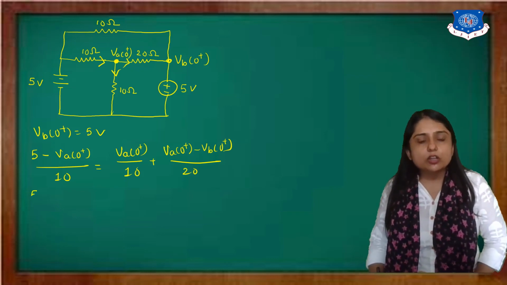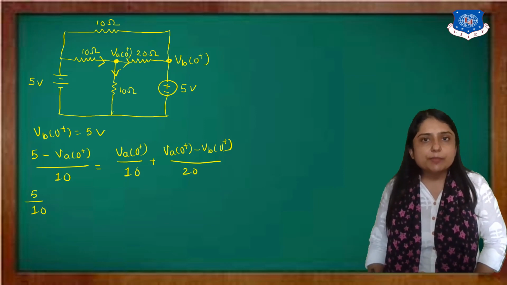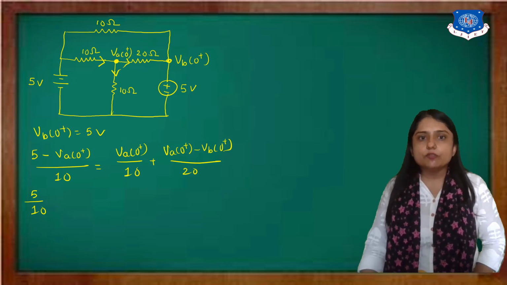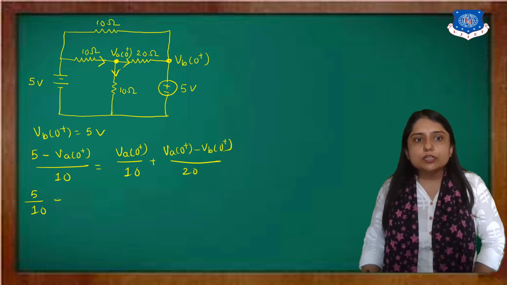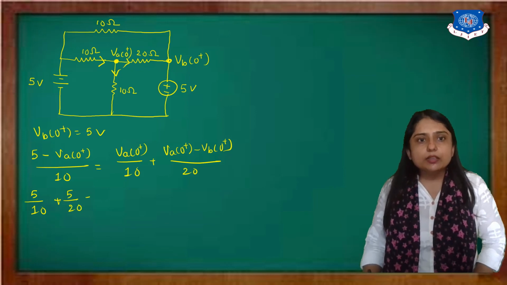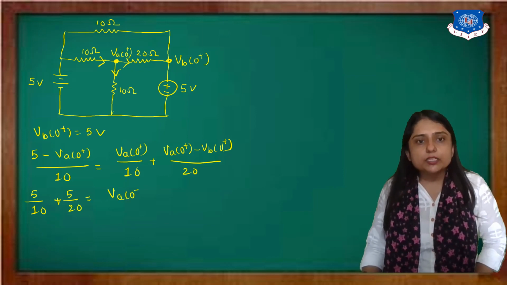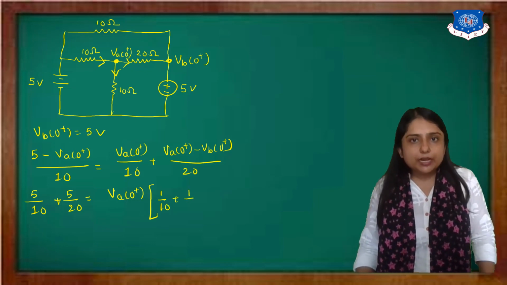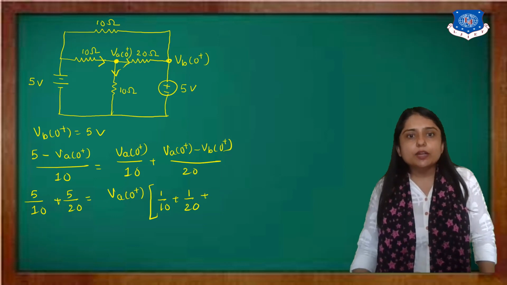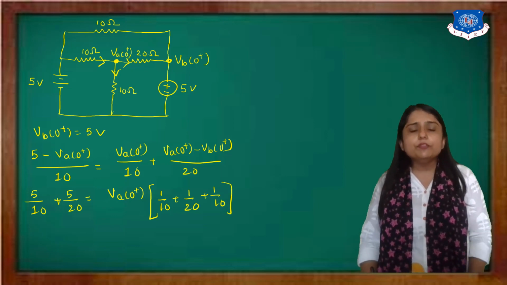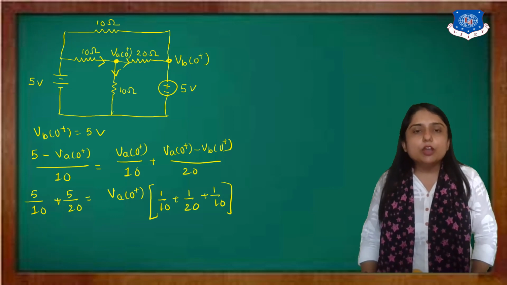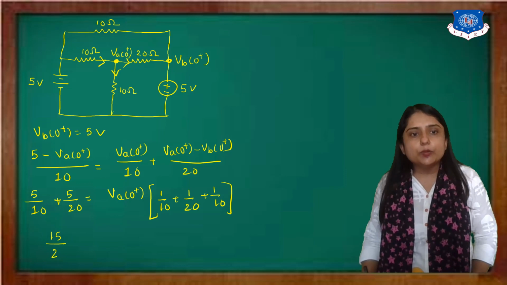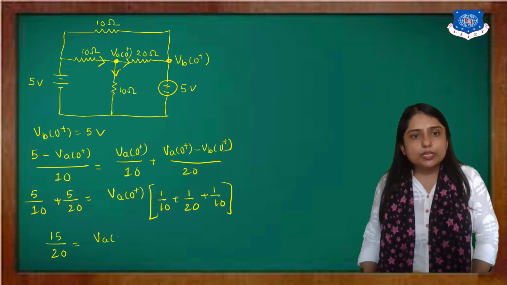Or you can separate the denominator like this: 5 by 10. And here the value of VB(0+) is 5, so again this is plus 5 by 20. And here you take VA(0+) common: 1 by 10 plus 1 by 20, and here plus 1 by 10. Now if you take the LCM, you have to multiply this 5 by 2. So 10 plus 5, that is 15 divided by 20, equals VA(0+).